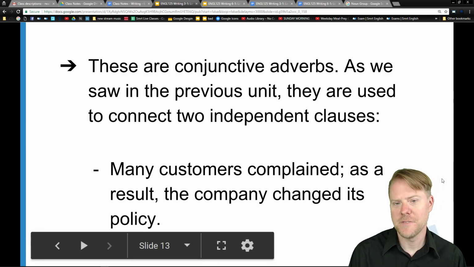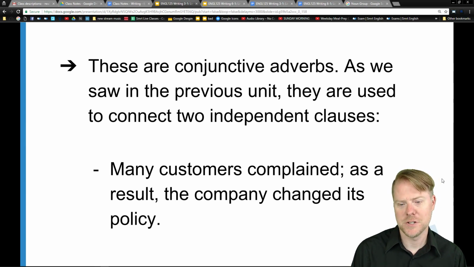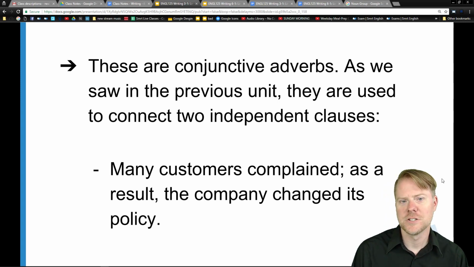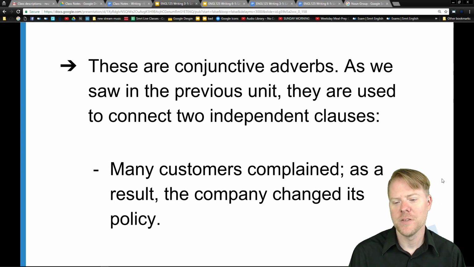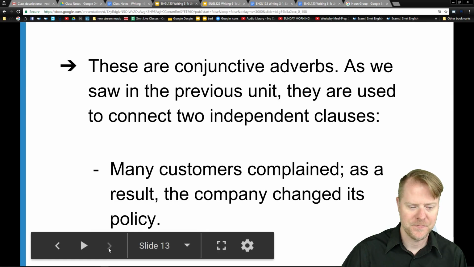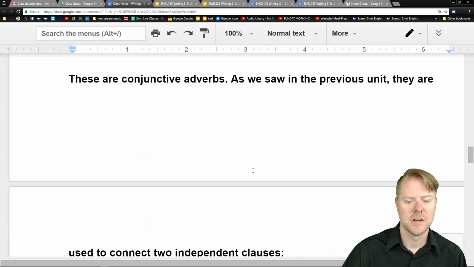These are conjunctive adverbs. As we saw in the previous unit, they are used to connect two independent clauses. Many customers complained. As a result, the company changed its policy. Because these are conjunctive adverbs, we're going to need additional punctuation. We're going to need the semicolon as well as a comma. And the semicolon and the comma go on both sides of the conjunctive adverb, as you see here.